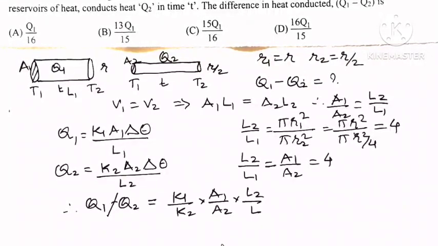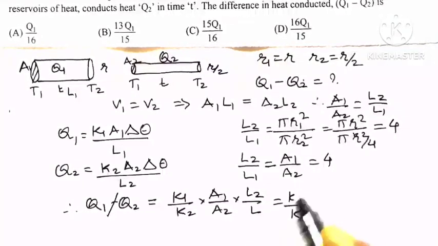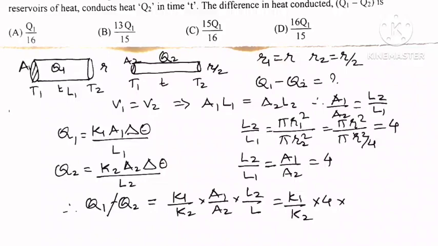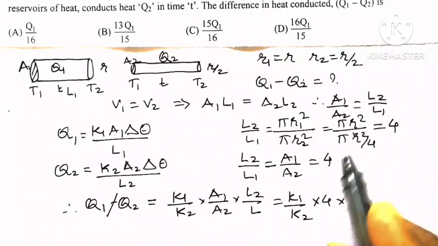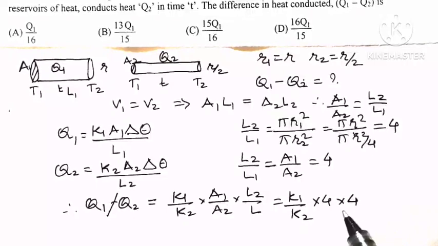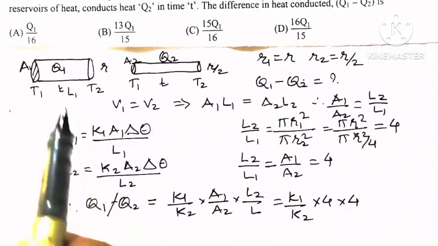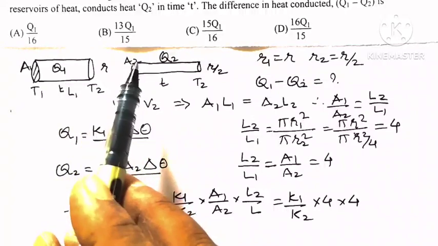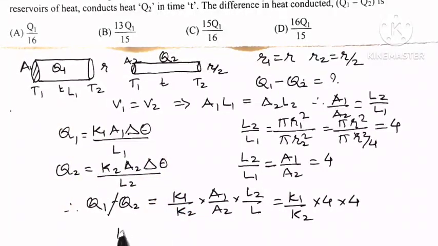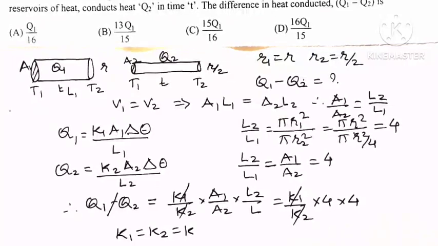Now let us put in the values. A1 by A2 is 4, so it is K1 by K2 into 4 into L2 by L1. What is L2 by L1? L2 by L1 is also 4. See here, because these two rods are made of the same material, the coefficient of thermal conductivity K1 is equal to K2 is equal to K. So K1 and K2 get cancelled.